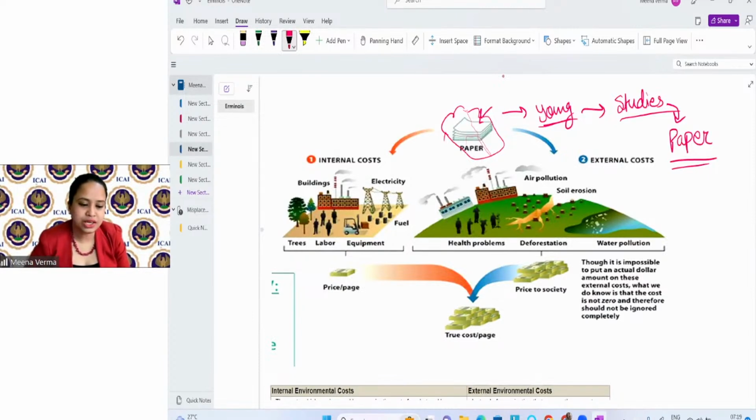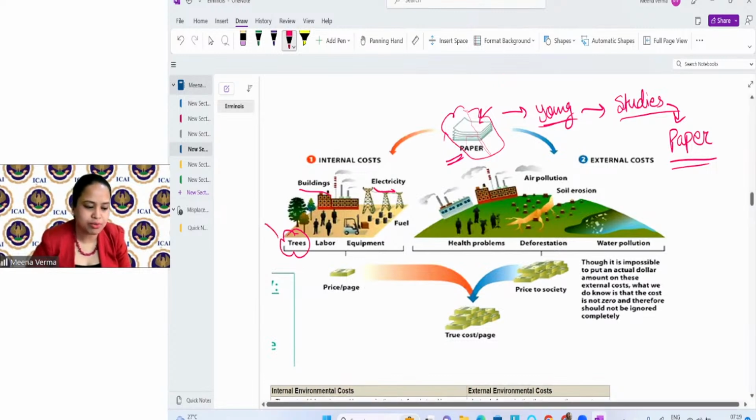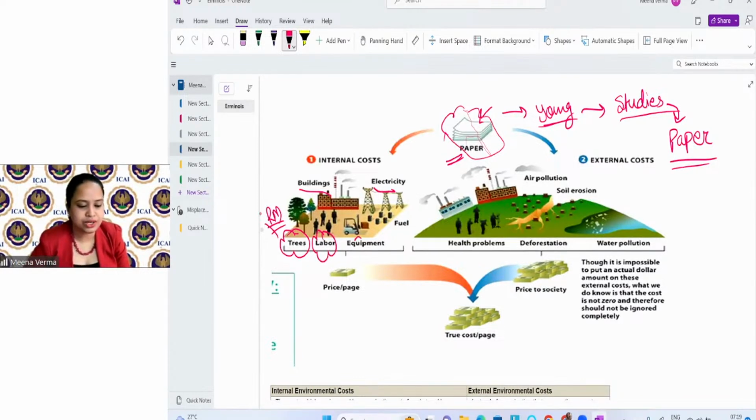So you can see, if we want to prepare the paper, we need electricity, we need buildings, we need trees, you will get the raw material from the tree. Right? From the tree, you will prepare the paper. We need labor, we need equipment. These are the resources which we use to produce the papers.